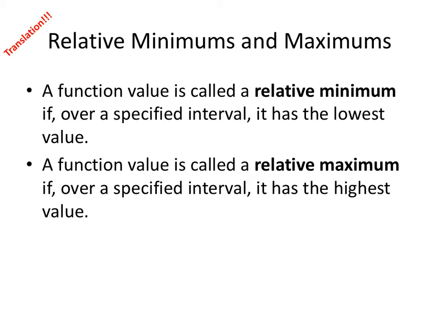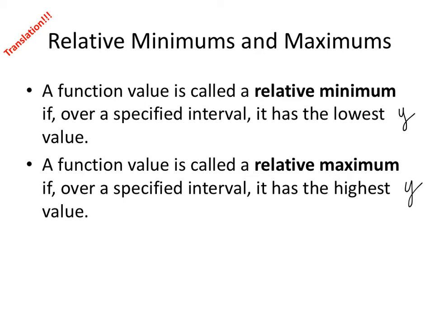Now let's talk about relative minimums and maximums. These are defined for you on page 58, and this is again a translation so that in case you don't understand the symbols used in the definition, we can talk about it in real English terms. So a function value is called a relative minimum if, over a specified interval, it has the lowest value, the lowest y value, okay? I should add that as a y value.